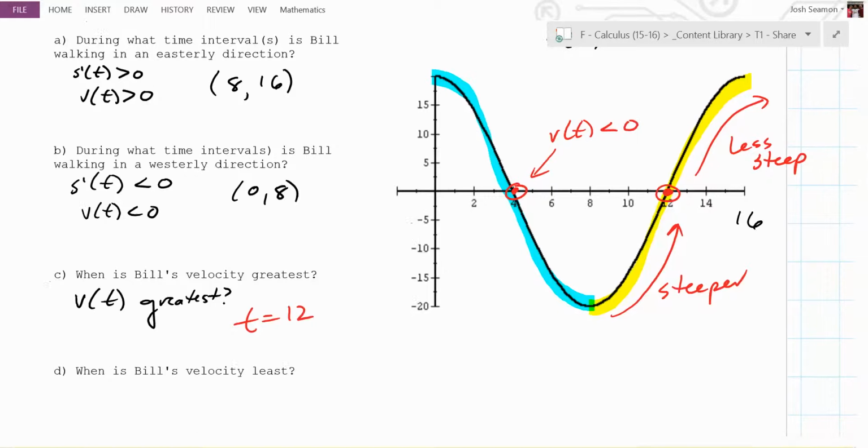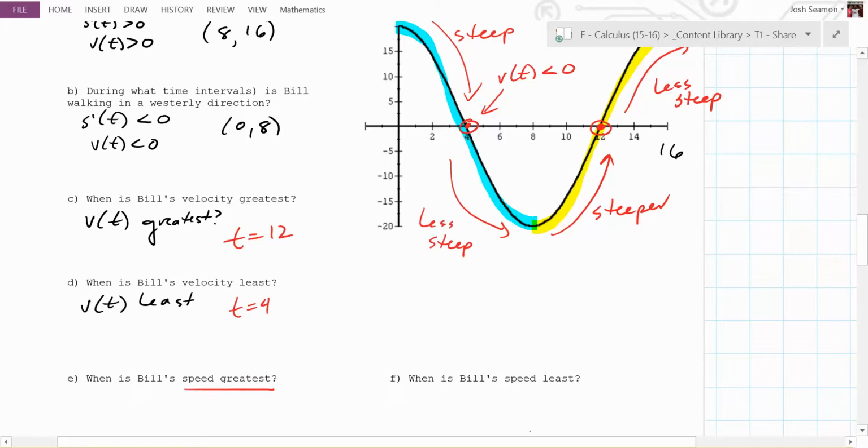But hey, what did we find out? What's the next question asking? When is the velocity least? Did we answer that? Mr. Seaman? Yes. Why didn't we choose 4? Does speed have direction? Speed is either 0 or what? Positive, exactly. Speed is always 0 or positive.